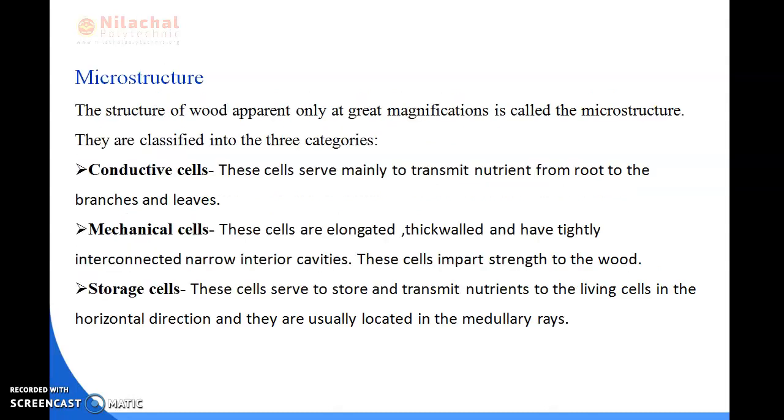So now we will be discussing microstructure. The structure of the wood apparent only at a great magnification is called microstructure. It is classified in three categories: conductive cells, mechanical cells, and storage cells. Macrostructure is visible to the naked eye or at a small magnification, and this one is microstructure. The classifications of microstructure we will read in the next slide. Thank you.